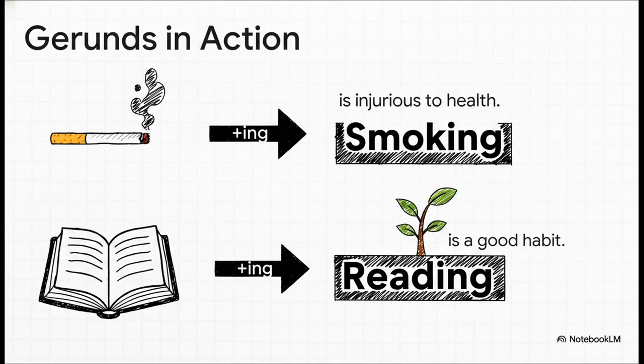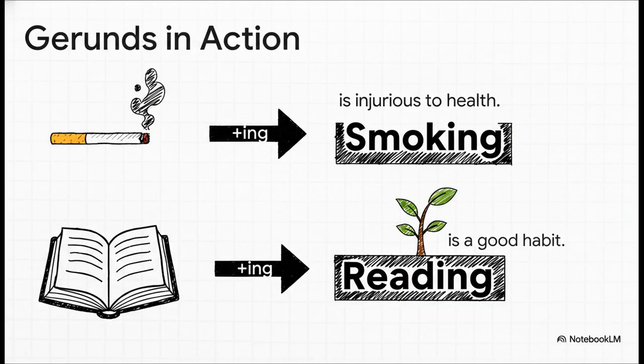These examples make it crystal clear. Smoke is a verb, an action. But the act of smoking, that's the subject. So we have to use the gerund. Smoking is injurious. Same thing with read. The action of reading is the subject, so it becomes a gerund. Reading is a good habit.